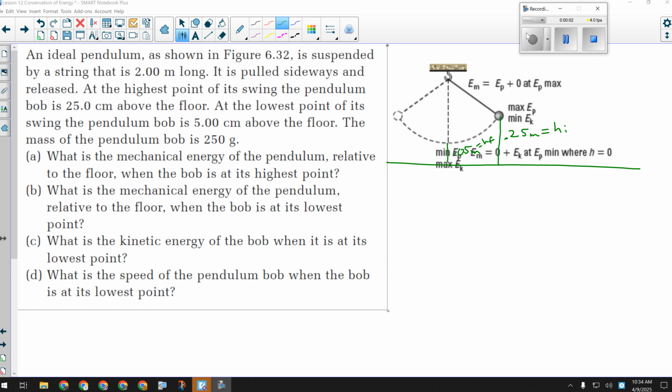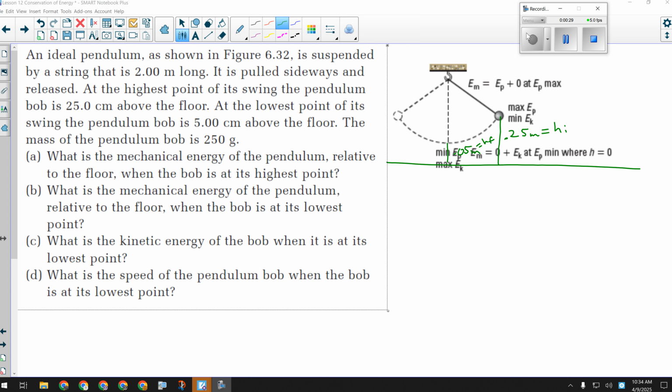So what this question is testing, and I could easily make this a multiple choice question, maybe I would. In this question, the first question, part A, asks you to calculate the mechanical energy of the pendulum relative to the floor when the bob is at its highest point. At its highest point, it only has what kind of energy? Only has potential. So is that a fairly easy calculation? Okay. What is the answer?